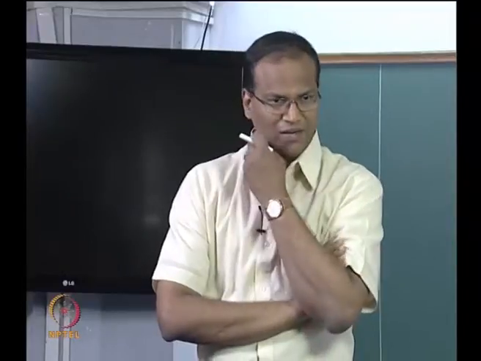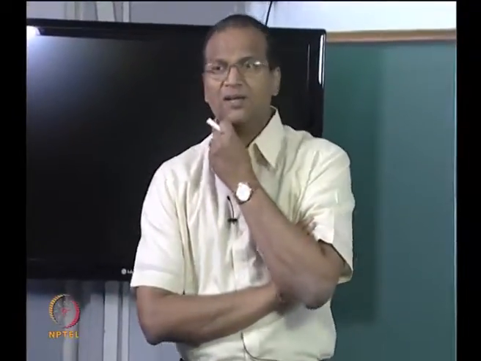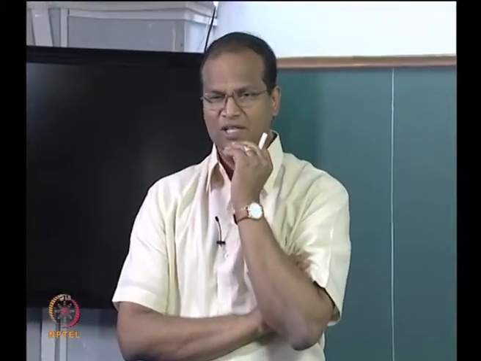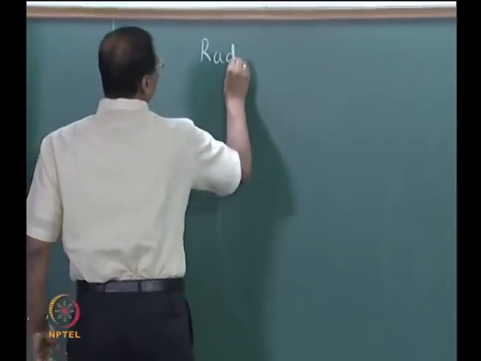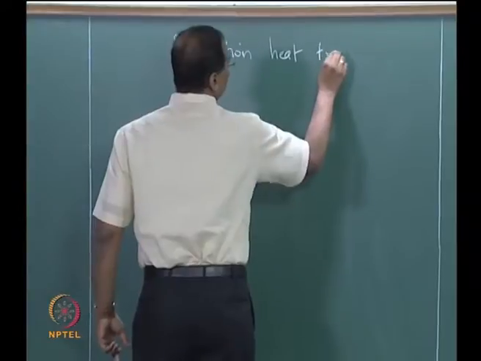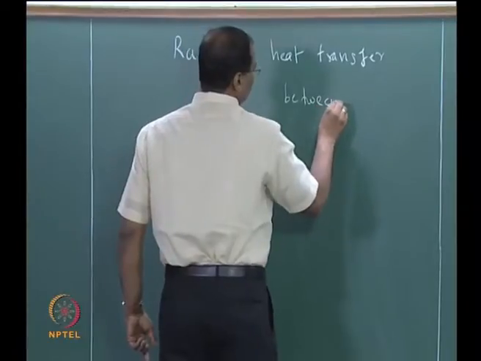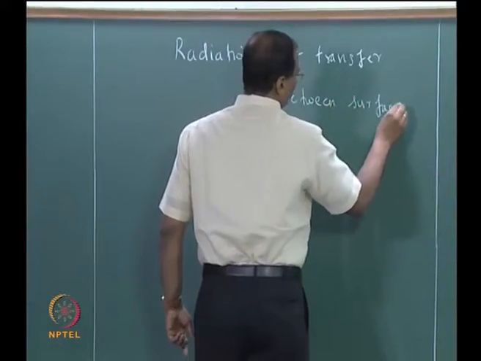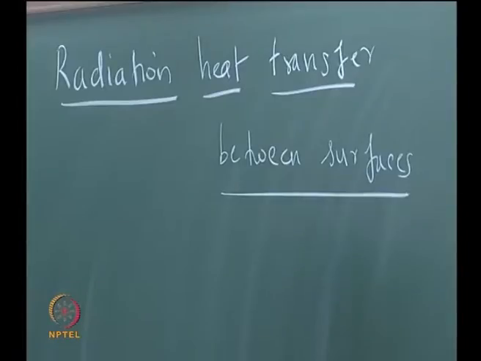I told you in one of the earlier classes that even at a low temperature radiation is significant, right. It is comparable with natural convection and so on. Therefore it is imperative that we have a method to compute the radiative heat transfer between surfaces. So let us start off with this topic. We learn what is called the enclosure theory, right.